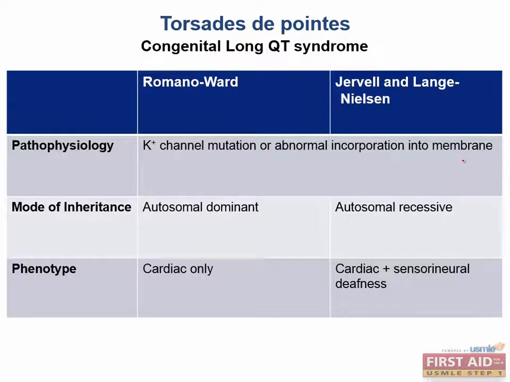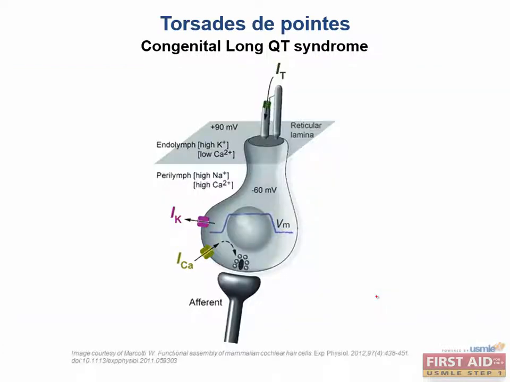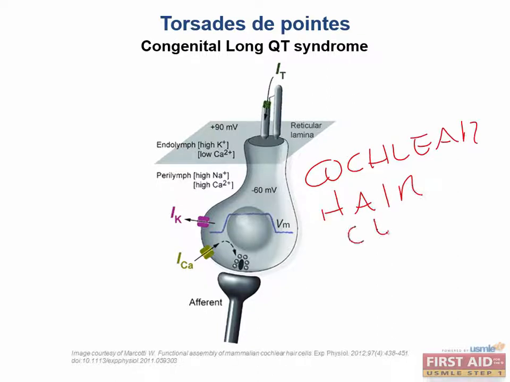So Romano-Ward is autosomal dominant, while Jervell-Lange-Nielsen is autosomal recessive. Why is it that only Jervell-Lange-Nielsen has sensorineural deafness? Well, we'll just explain it right here with this image. Turns out that these patients also have abnormalities of potassium channels of the cochlear hair cells. This is represented here in this diagram.